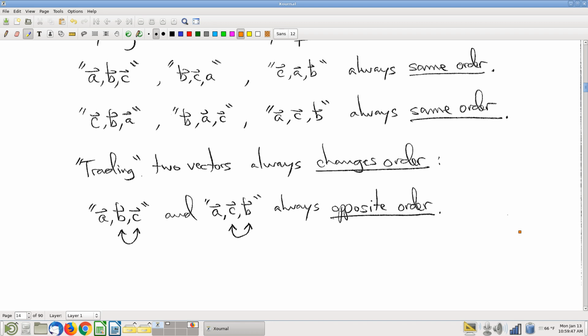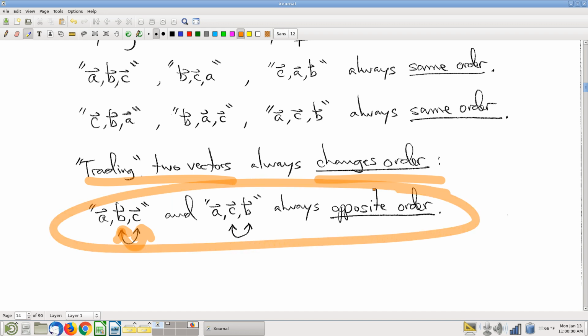Another neat fact, if you trade 2 vectors, so notice here I'm trading B and C, that will always change the order. So in other words, these 2 listings here, ABC and ACB, always have opposite orders. And that's another little hand gesture game, and you can think it through on your own.